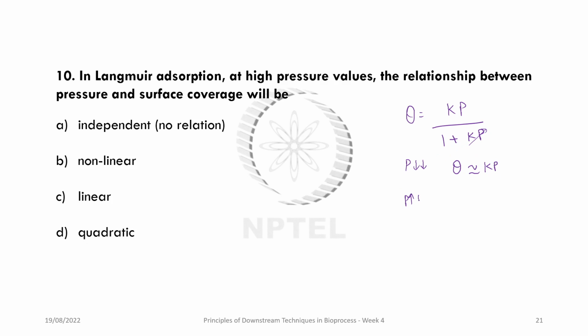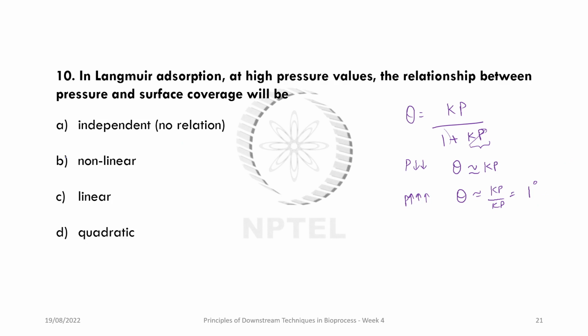But when the pressure is high, this term becomes negligible, right? Because this value is quite big. So addition of 1 is not going to make much difference to this big denominator. So theta is equal to kp by kp, just 1 is a constant, right? So it's of zero order reaction. It is not going to be dependent on pressure anymore. So whatever the pressure may be, it is just independent.